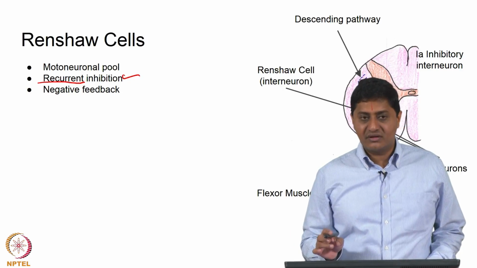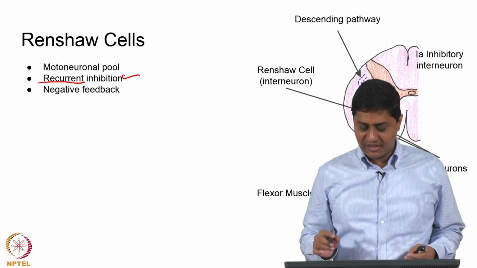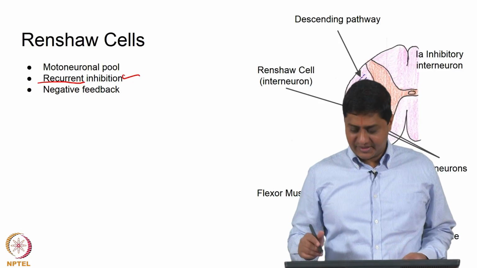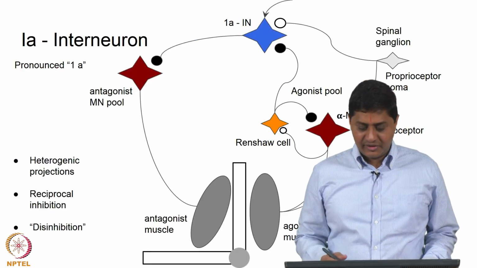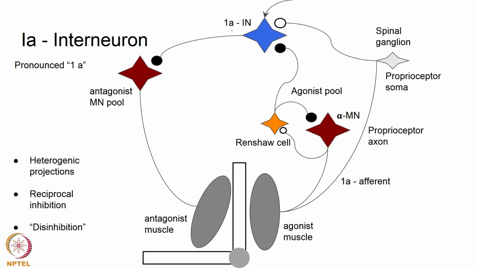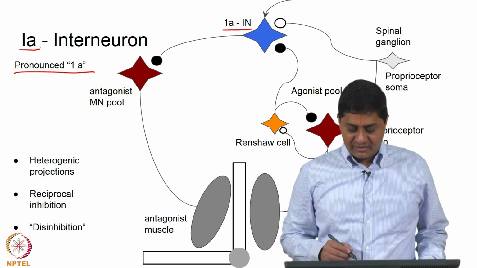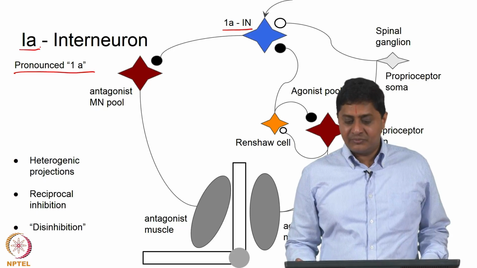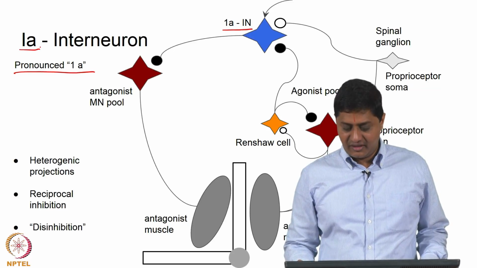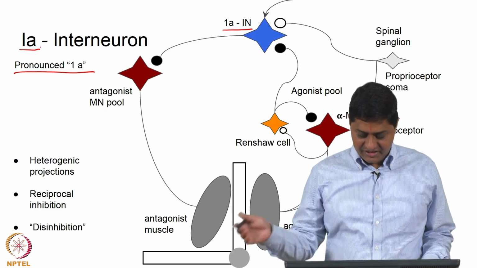This is just one part of a relatively larger feedback loop. We will see the remaining parts. We saw that the Renshaw cell is an inhibitory interneuron, but there is one more inhibitory interneuron which we will call the 1A interneuron. Pronounced 1A, okay. Usually in textbooks it is written like that, it is not IA interneuron, but rather 1A interneuron. Okay. These are excited by the proprioceptor neurons of the other muscle, of the agonist muscle.